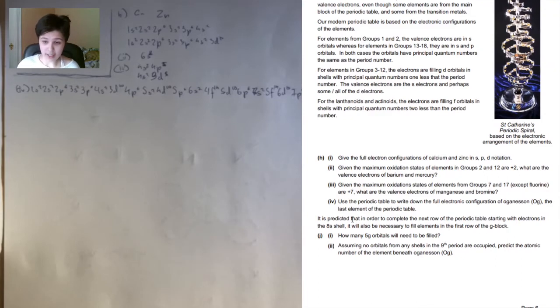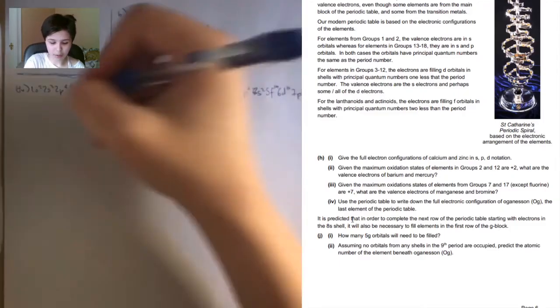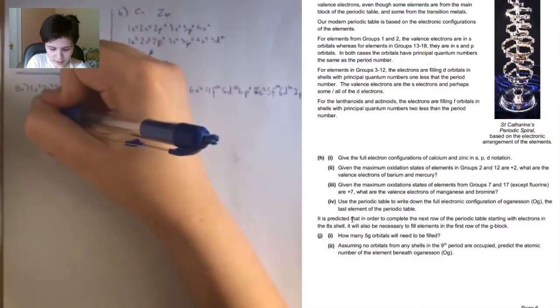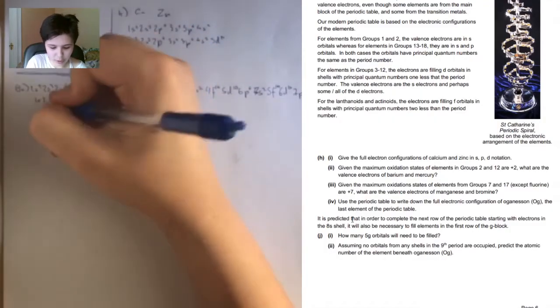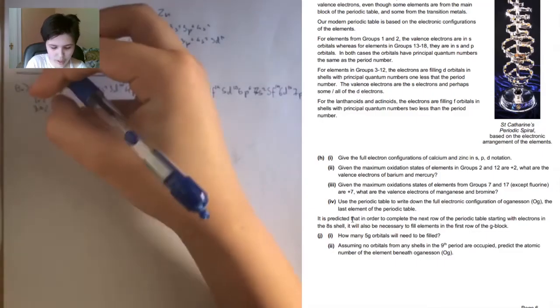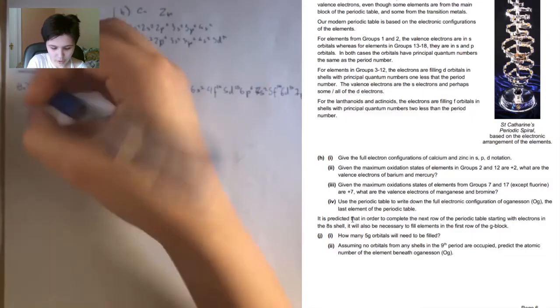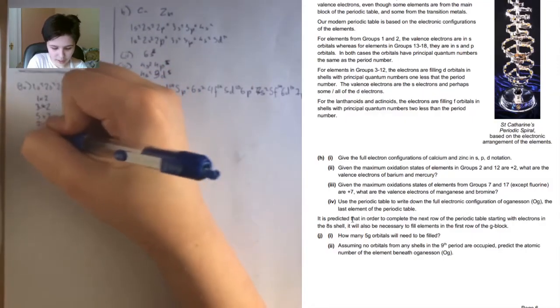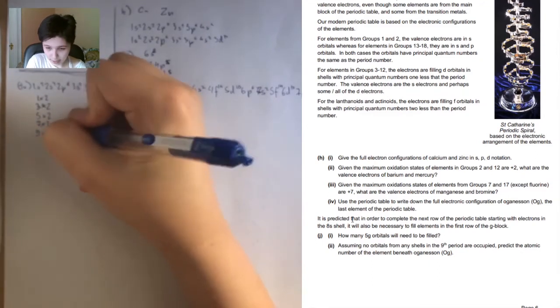Going back, it is predicted that in order to complete the next row of the periodic table, starting with electrons in the 8s shell, it will be necessary to fill the elements in the first row of the g block. Now, the s block has 1 times 2 electrons. The p block is 3 times 2. The d block is 5 times 2. The f block is 7 times 2. So the g block is just going to be 9 times 2, equal to 18.